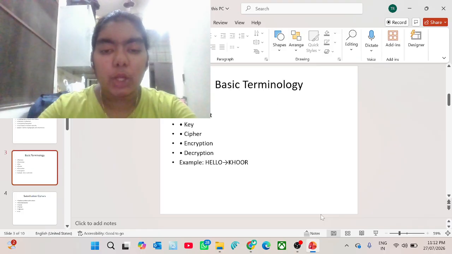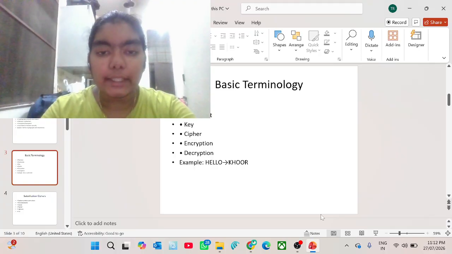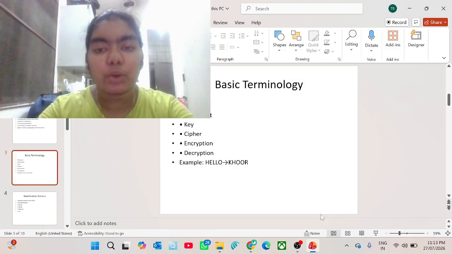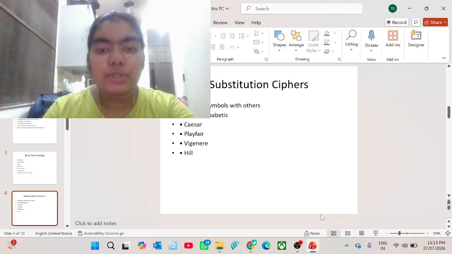The basic terminology of cryptography is: plain text is the original readable message, and ciphertext is the encrypted message. Encryption is the process of converting plain text into ciphertext. Decryption is the process of converting ciphertext back into plain text. The key is the value used during encryption and decryption. A cipher is the algorithm used for encryption. For example, if the plain text is hello and we use a Caesar cipher with a key value of 3, the ciphertext becomes KHOOR.